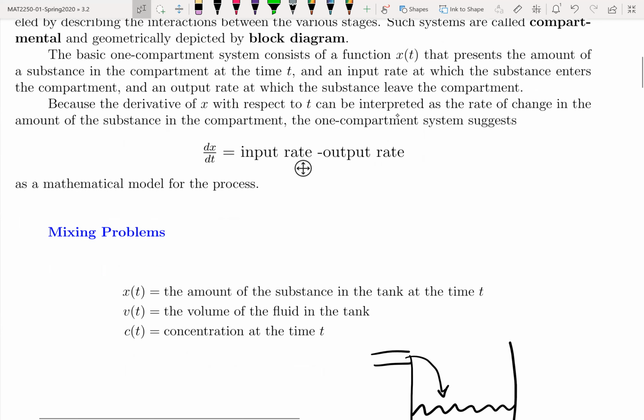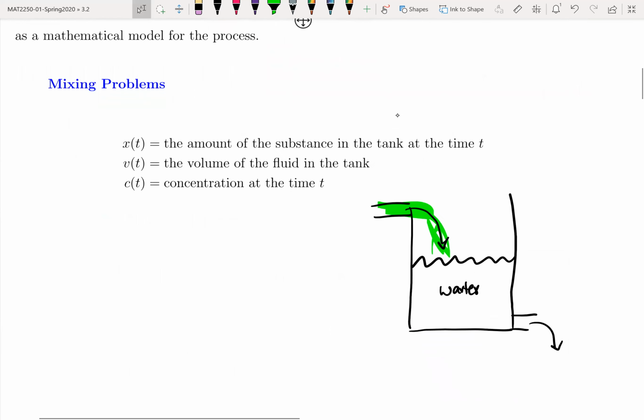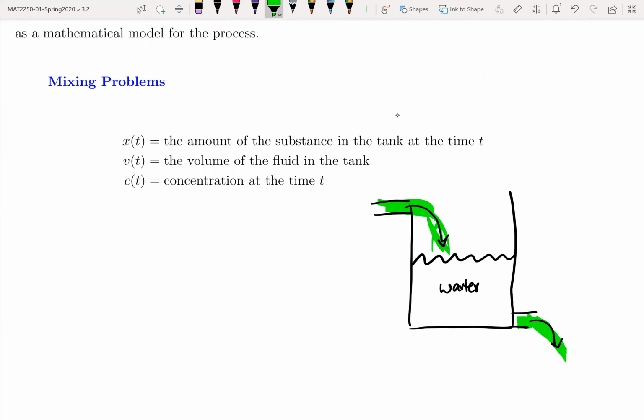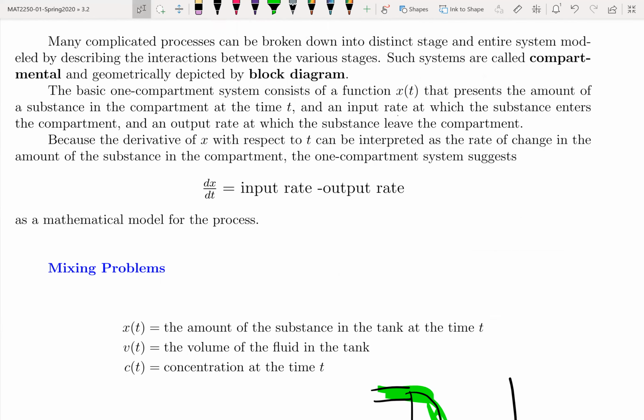So one rate is the input rate, which comes in through this pipe, and the other one is your output rate. Whatever is there is given in the problem, and we know it from the real world that is given. That is really what's going on in the entire problem.